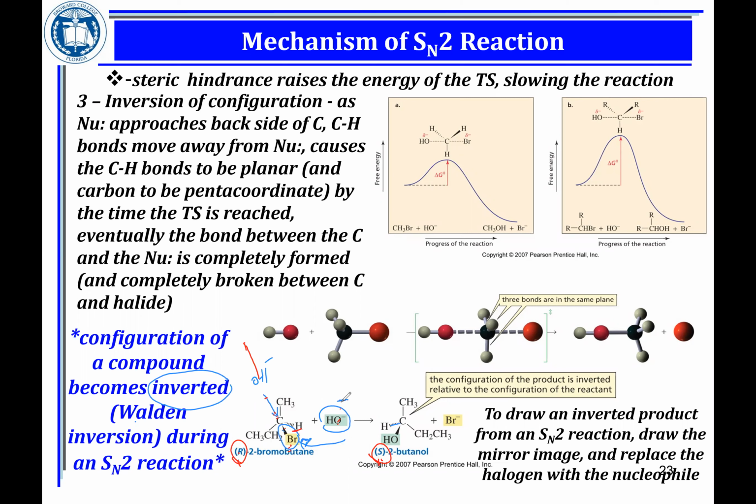If you start with S, you will change to R, and this is known as an umbrella effect or Walden inversion that is happening. You see this, like if you have the umbrella pointing the other way. So it's kind of changing the configuration completely. Different books call it by different terms.